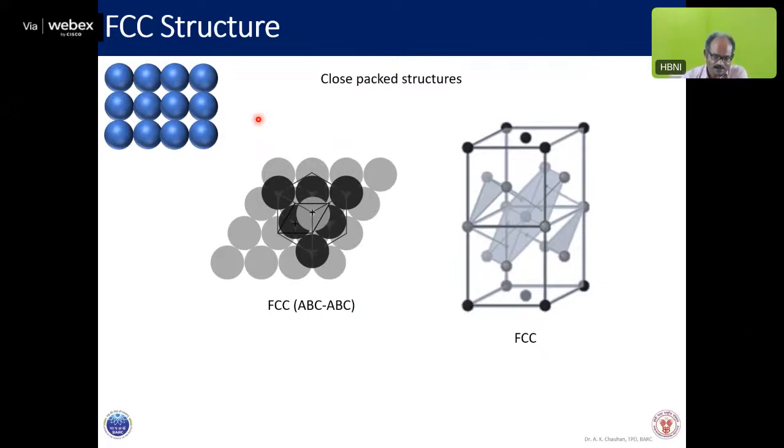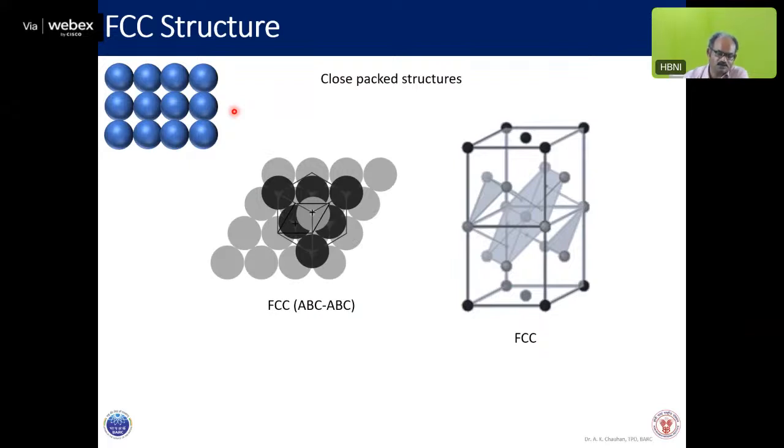What drives atoms to crystallize in those structures in that case? Because this is not the favored situation where the atom should be sitting. It is the heat of fusion or heat of crystallization. When a liquid turns into solid, it releases a certain amount of heat.